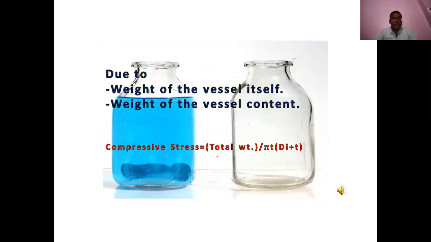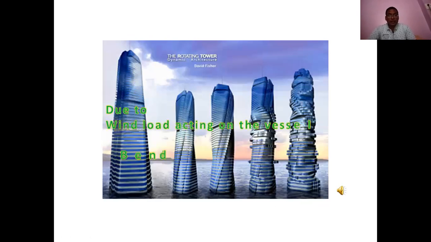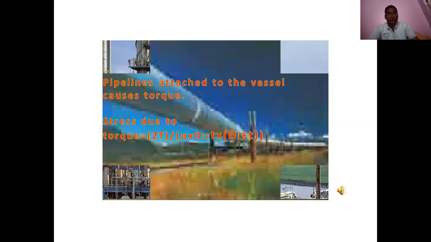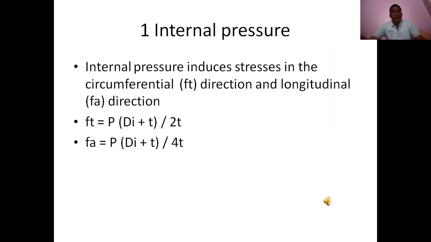Now here you can see a bottle that is a vessel, and the vessel content. It is the total weight that is to be taken into account: weight of the vessel plus weight of the contents. Then the wind load acting on the vessel, then the pipelines attached to the vessel. So one by one we will see the different stresses because of the various loads.